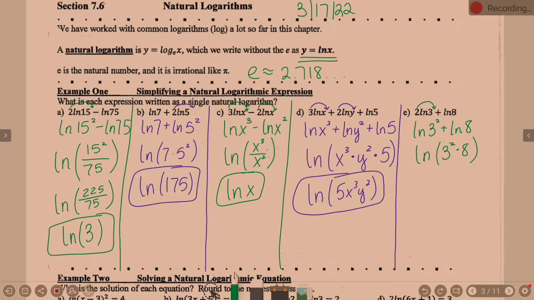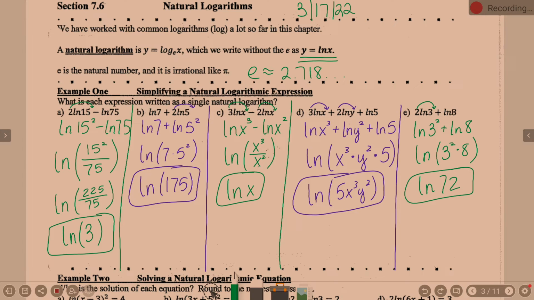And you are always welcome to go ahead. You don't have to write 3 squared. You can go straight to the 9 on there. I just want to make sure people see where it comes from. Natural log of what? 72. 3 squared is 9 times 8. 72.